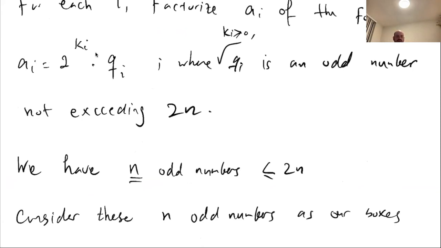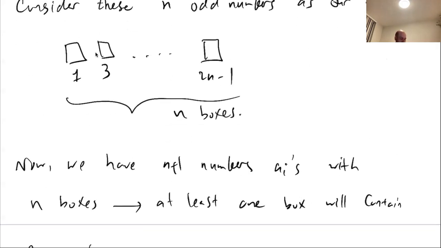What is the relation between AI and QI? They are the same, but to get the QI, you have to first take all the factors of 2 out. Then you will have QI. So we have n plus 1 AIs, therefore we have n plus 1 QIs. And each QI is an odd number, but I have n odd numbers in total. So that means 2 of the QIs will be the same, right? Because in at least one box here, I have to put the name of 2 QIs.